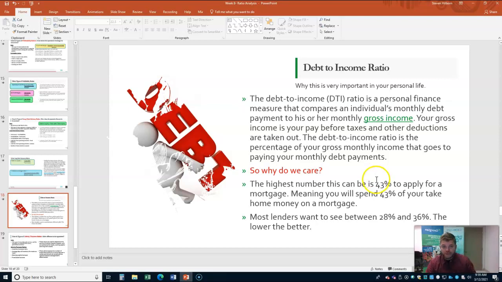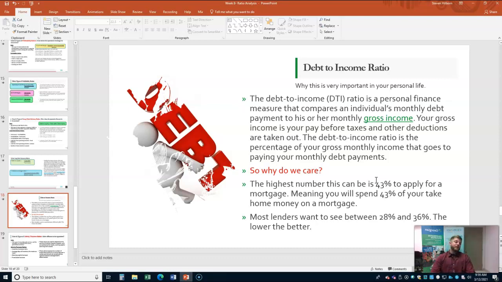If you ever want a mortgage, which means to buy a home, and I'd say everyone here would like that opportunity, the highest number this can be is 43%, which means you can't pay more than 43% of your monthly income to service a mortgage or to pay for your home. They won't give you a mortgage if it's higher than that.